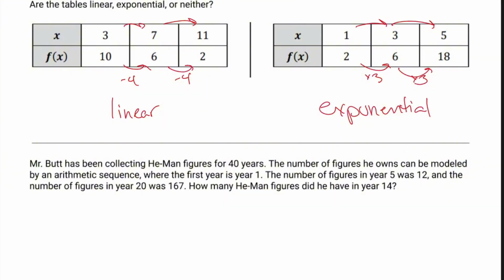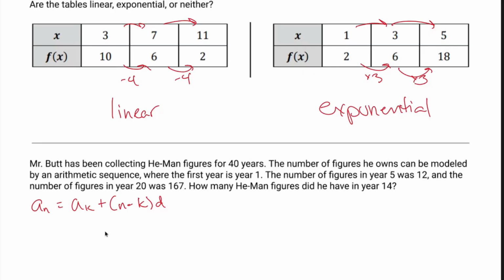All right, so we're looking at something that's arithmetic, and we're going to use the arithmetic formula, but not the a sub 1 version. We're going to use the a sub k version. So a sub n is going to equal a sub k plus n minus k times the common difference. We don't know the common difference. We know that in year 5 it was 12, and in year 20 it was 167.